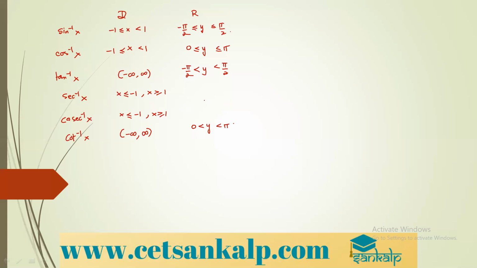for secant inverse x, y will be from 0 to pi, but y will not be equal to pi over 2. Whereas for cosecant inverse x, y will be from negative pi over 2 to pi over 2, but y will not be equal to 0.